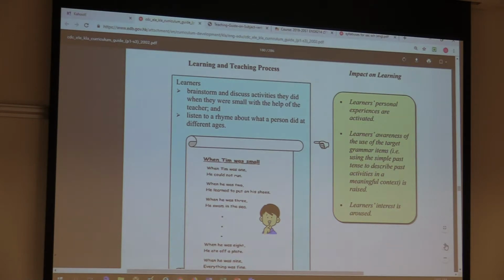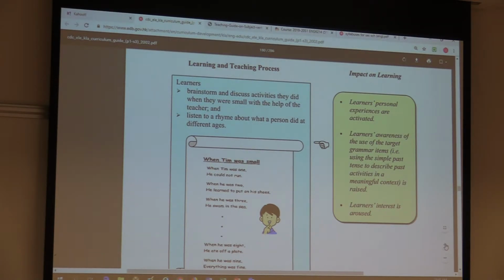Thank you. Well, I agree with you that this design follows different stages. But maybe not all the 4 stages that you have mentioned, but at least 3 of them, I think. The first one is the presentation stage, presenting the target structure in context. The context is about Tim when he was small in this rhyme. Right, so you can see the meaningful context describing one's past life. And the target structure is the past tense presented in this rhyme. Good. So the students can see how the past tense is used meaningfully.